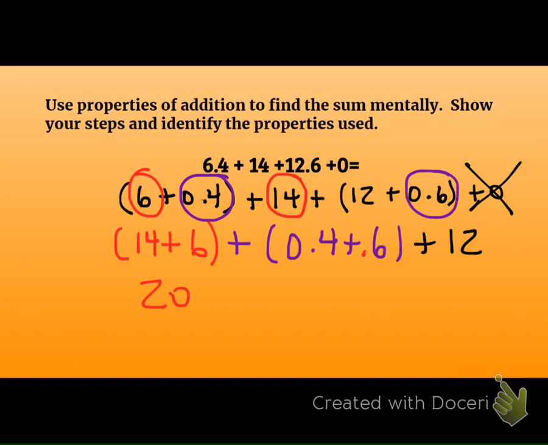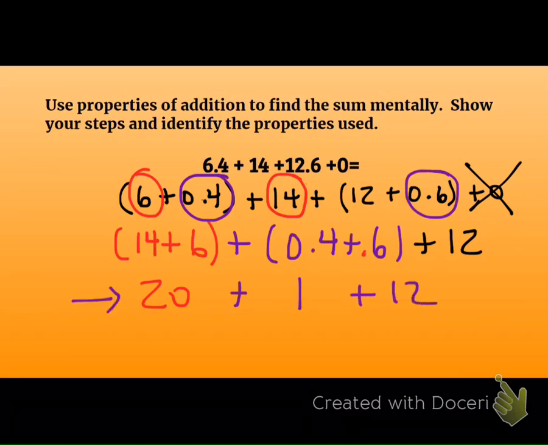4/10 plus 6/10, that's equal to 1. Plus 12. Pretty simple problem we have here now, right? 12 plus 1 plus 20, that's a pretty simple problem. We can do that certainly in our head. So we add that up. 20 plus 1 plus 12. We have a grand total of 33.